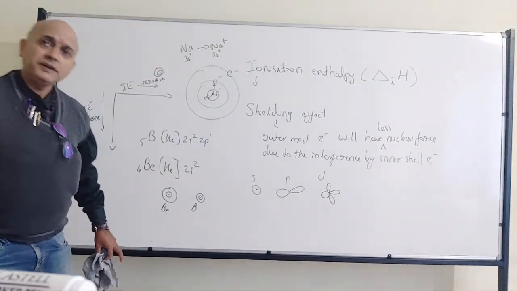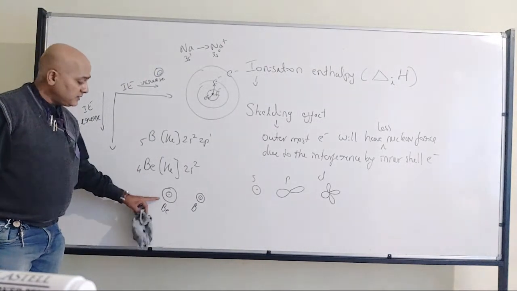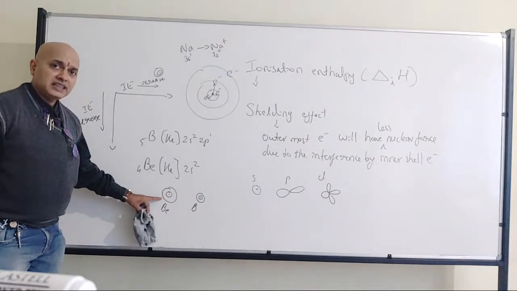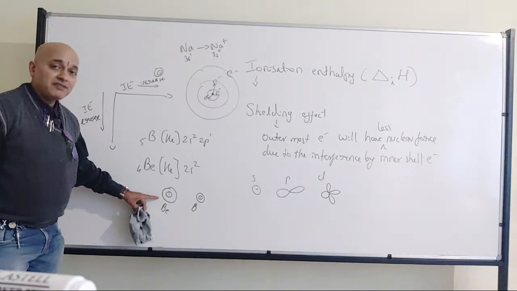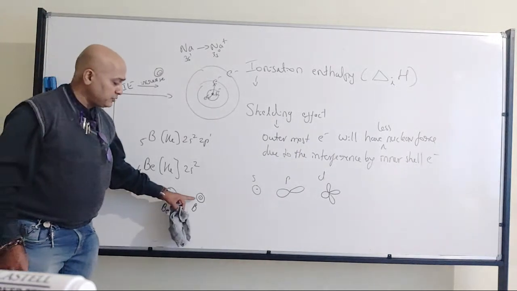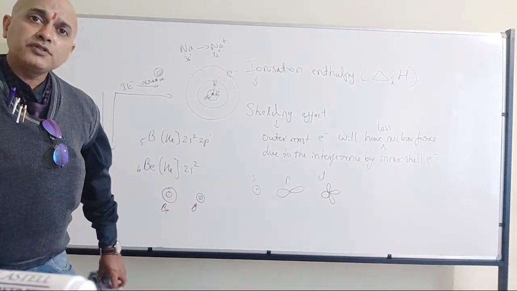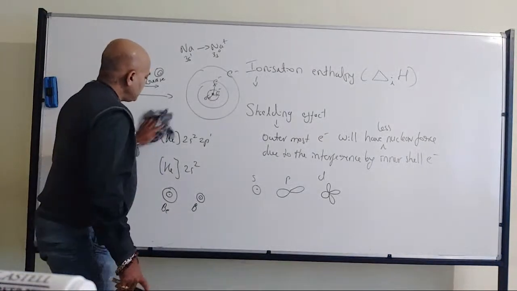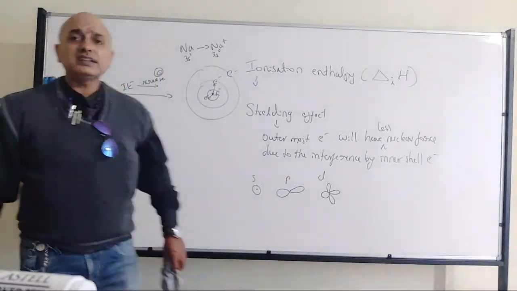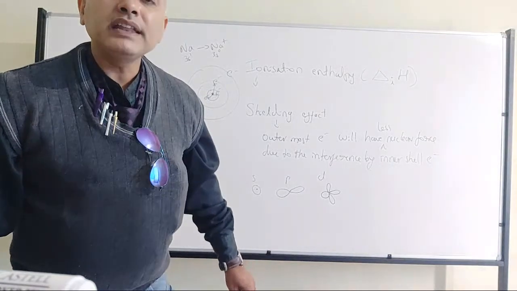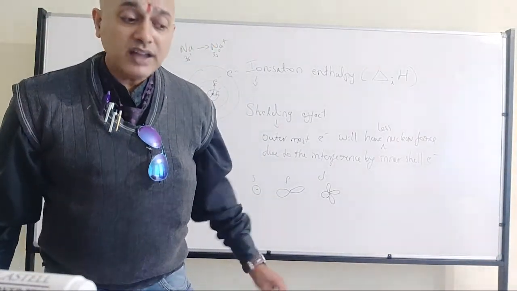All of you have understood? So due to that, beryllium should have got less ionization enthalpy compared to boron. But here it is reverse. Beryllium has a higher ionization enthalpy compared to boron. All of you have understood? So the reason is because of the electrons present in the p subshell in boron and electrons present in the s subshell in beryllium. Fine? All of you have understood? So that is one thing.